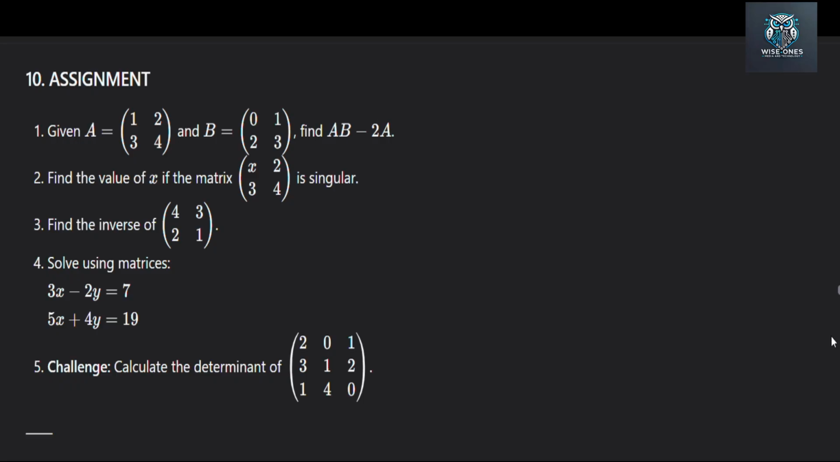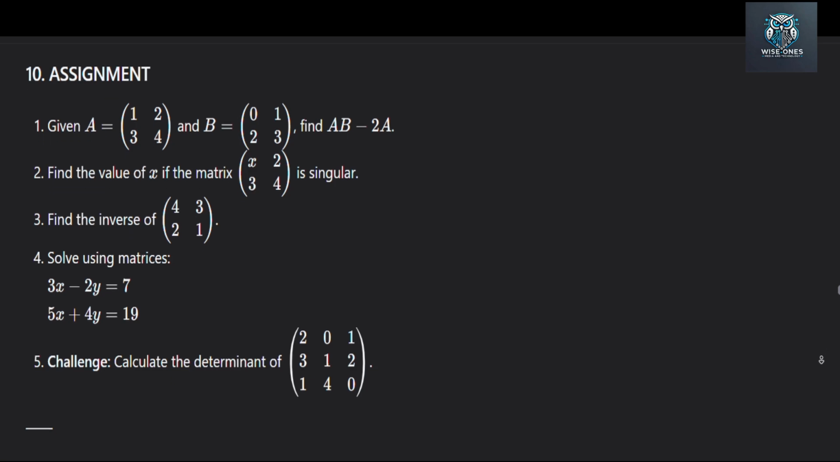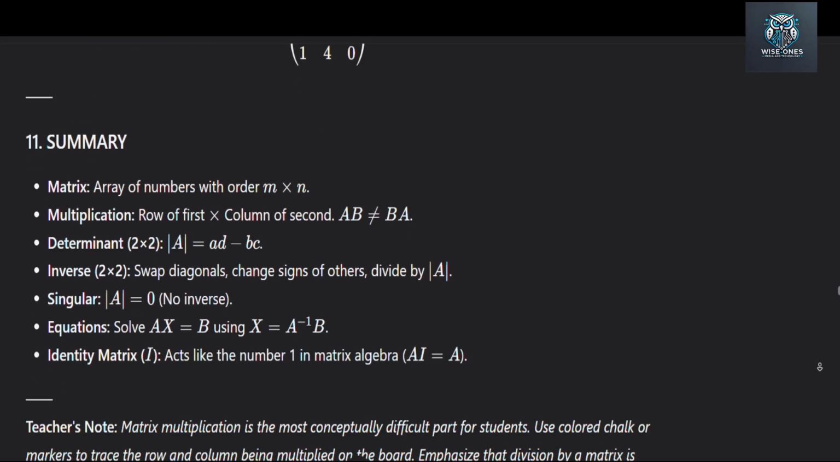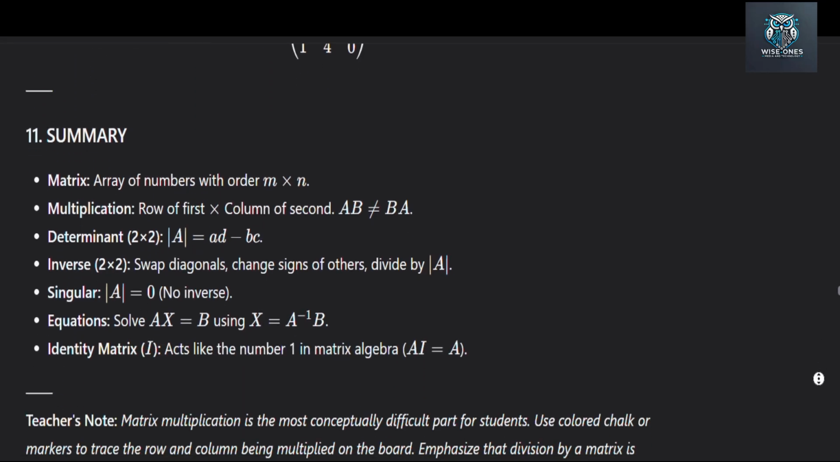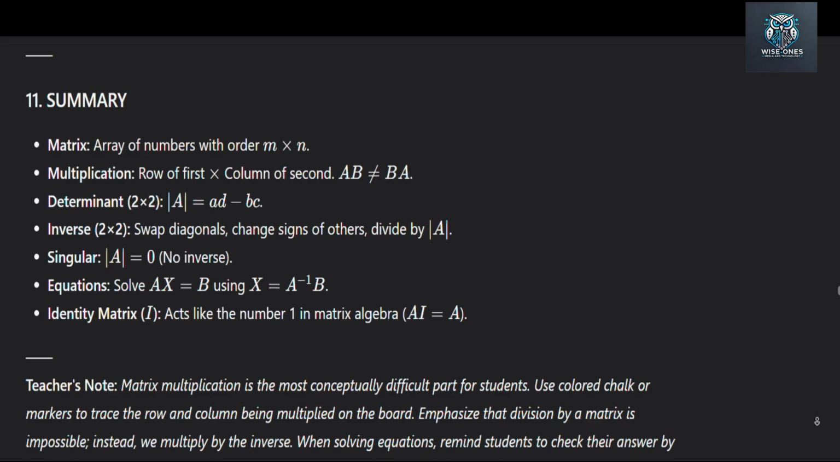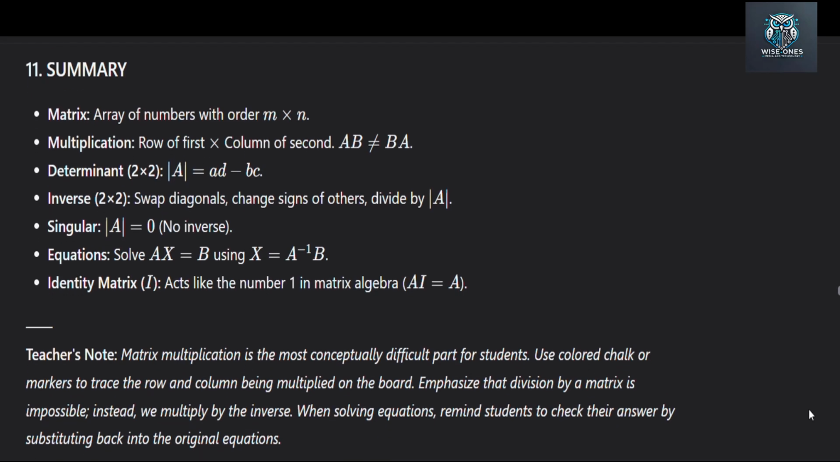Let us do a summary of what we learned today. Section 11. A matrix is an array of numbers with order m by n. Multiplication is row of first times column of second. AB does not equal BA. Determinant for 2 by 2 is A times D minus B times C. Inverse for 2 by 2 is swap diagonals, change signs of others, divide by determinant. Singular means determinant is 0, no inverse. Equations are solved by X equals A inverse B. Identity matrix acts like the number 1.